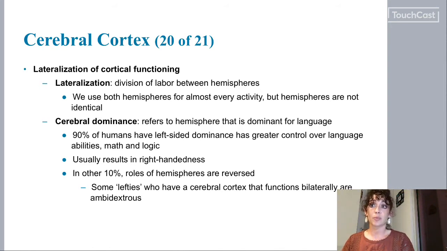And in 90% of humans there is a left-sided dominance, so greater control over language, ability, and math logic from the left side of our brain. Consequently, because we know things work opposite, these people tend to be right-handed. In the other 10% of people, these roles of the hemispheres are going to be reversed. But some people, some lefties who have a cerebral cortex that functions bilaterally, are what we call ambidextrous.